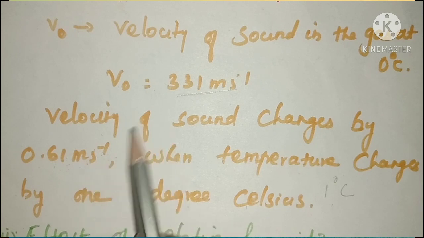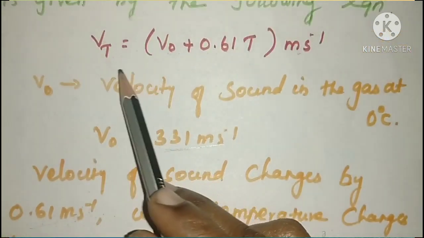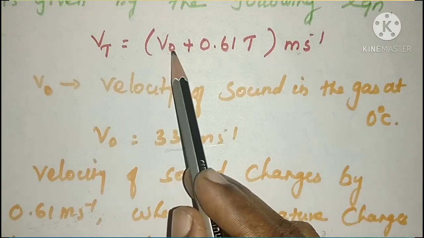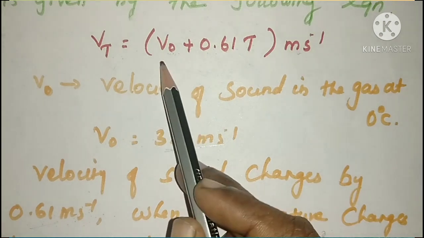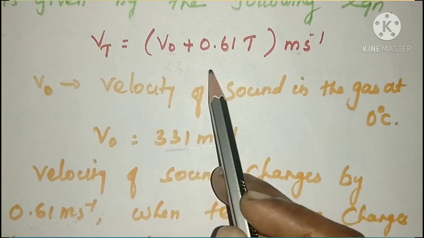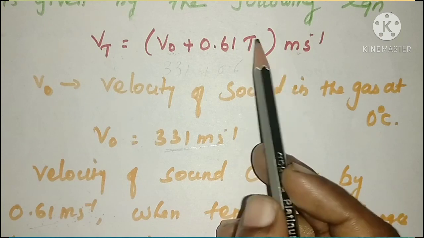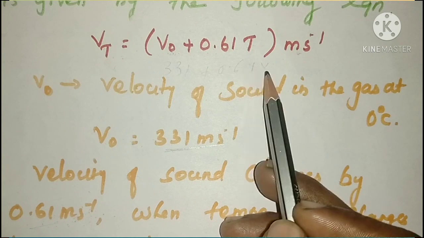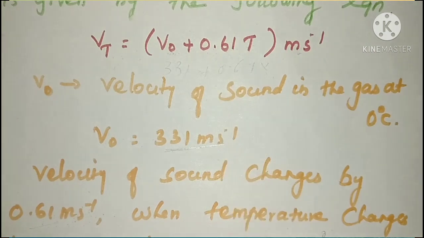So we have to add this value along with that equation. So the velocity at a particular temperature is equal to V0. V0 means what? The velocity of sound at 0 degrees Celsius. What is that value? 331. You have to substitute this value, 331 plus 0.61 times the temperature. We have to check which temperature we are going to calculate, 20 degrees or 35 degrees. Then we multiply, and we can get the velocity at that particular temperature.